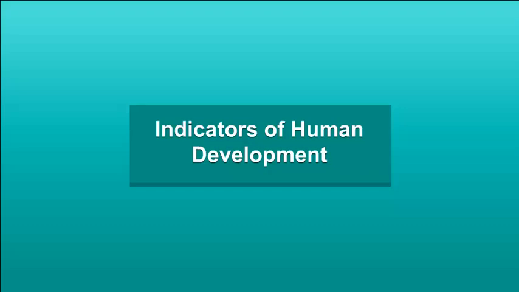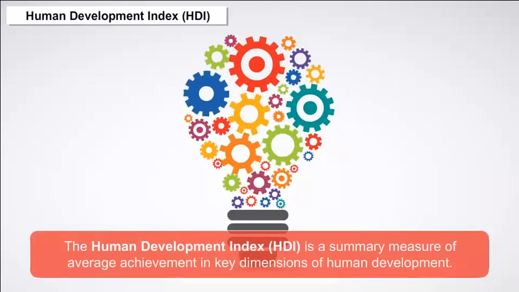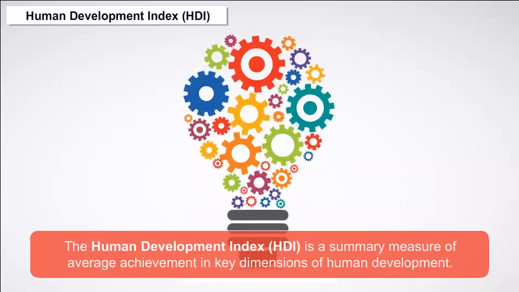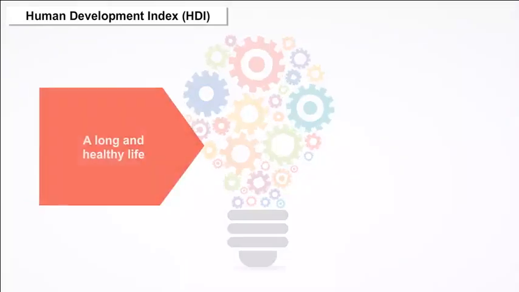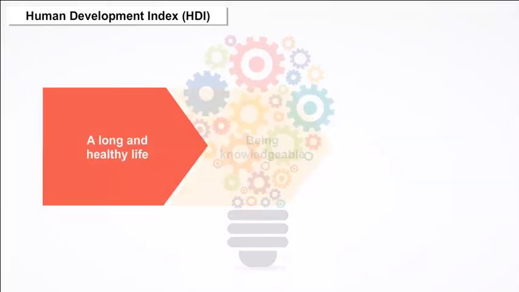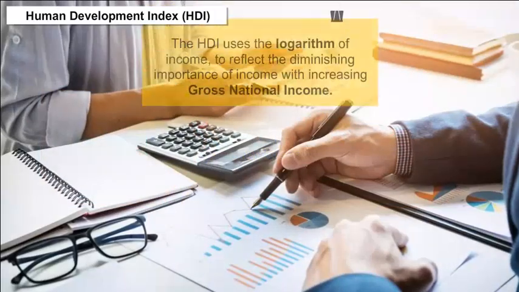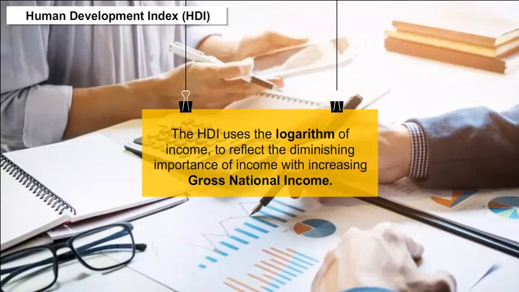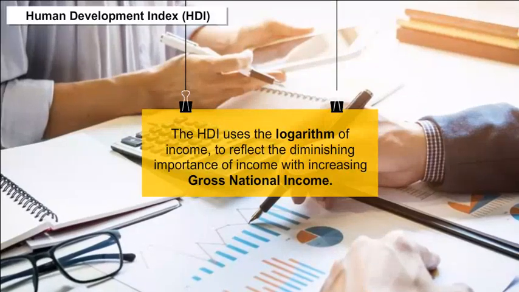Indicators of human development. Human Development Index, HDI. The Human Development Index, HDI, is a summary measure of average achievement in key dimensions of human development: a long and healthy life, being knowledgeable, and having a decent standard of living. The HDI uses the logarithm of income to reflect the diminishing importance of income with increasing gross national income.